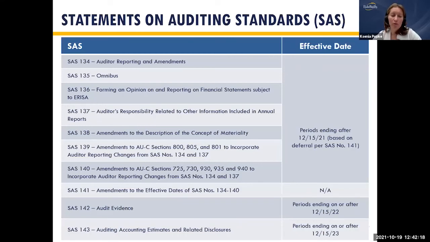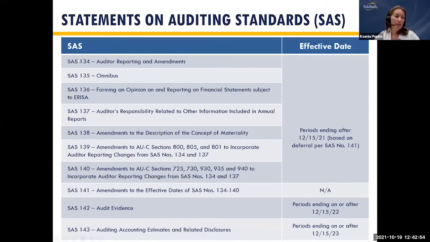There was a whole new suite of auditing standards issued fairly recently. There was a deferral of 1 year on these standards, again, because of COVID. All of these standards were, for the most part, supposed to be effective December 31st, 2020. And then SAS 141 was issued to amend the effective date by 1 year, but it's looming, it's near here. So all of these standards will be effective December 31st, 2021.